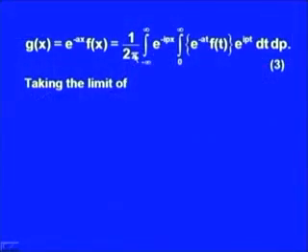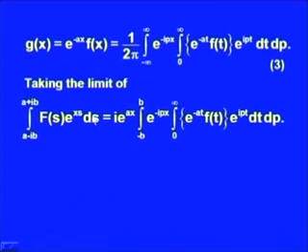So, then g x will be equal to e to the power minus a x into f x equal to 1 over 2 pi integral over minus infinity to infinity e to the power minus I p x 0 to infinity and then e to the power minus a t into f t. Here the limits of integration from minus infinity to infinity are reduced to 0 to infinity, because g x is defined as 0 from minus infinity to 0. So, e to the power minus a t into f t into e to the power I p t dt dp, taking the limit of a minus I b to a plus I b f s e to the power x s d s, that is this.